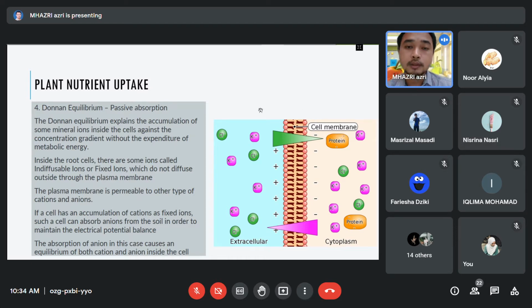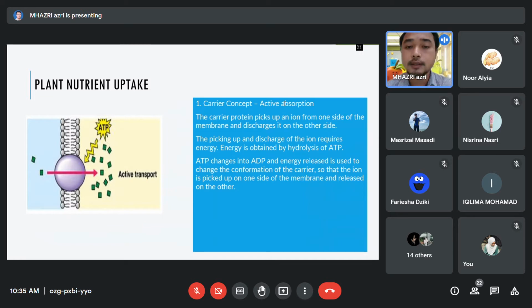But kalau the positive ions enter the cytoplasm through active transport, it must use proteins, okay, protein carrier. Masih ingat lagi kan? Okay. So the next mechanism is carrier concept. Okay. So this is especially involved in nitrogen uptake. Nitrogen uptake involves carrier concept, active absorption, use energy. So the carrier proteins pick up ions from one side of the membrane and discharge it on the other side. Okay.